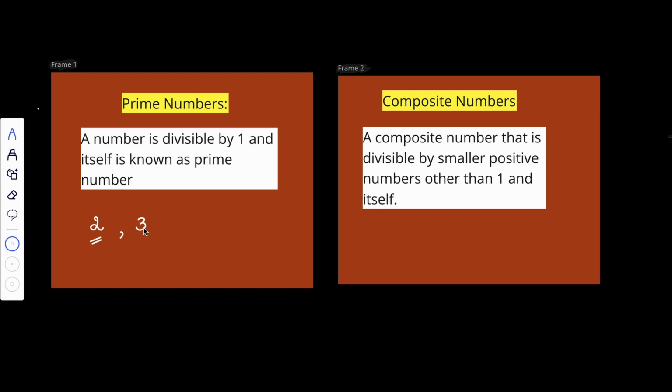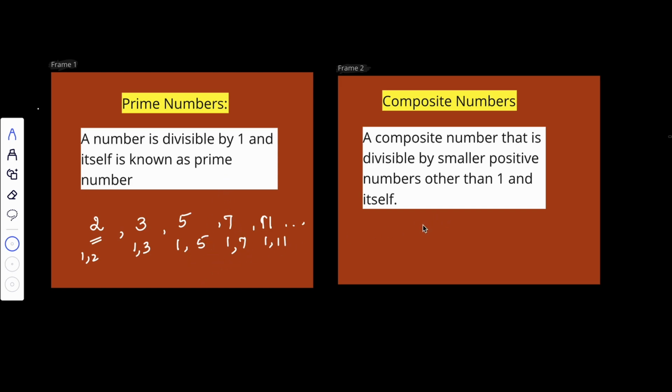Next we'll go to 3. 3 we can divide by 1 and we can divide by 3. We can't divide by any other number. So it has the factors only 1 and 3. 5 we can divide by 1 and 5. We can't divide this number by any other number. 7 we can divide only by 1 and 7. Similarly 11 we can divide by 1 and 11. So numbers which are divisible only by 1 and itself are known as prime numbers.